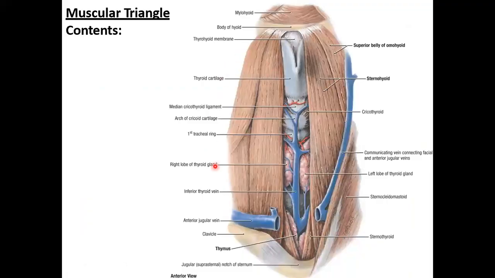Okay, so your muscular triangle has muscles, your strap muscles. So knowing your superior belly of omohyoid is here, your sternohyoid muscle is here. Your sternothyroid muscle should also be here, but deep. You just can't see it in this picture. What else will be important here? I think those are the biggest things.